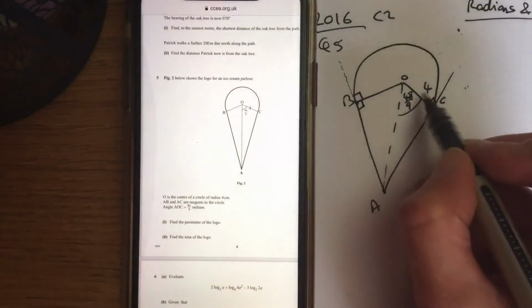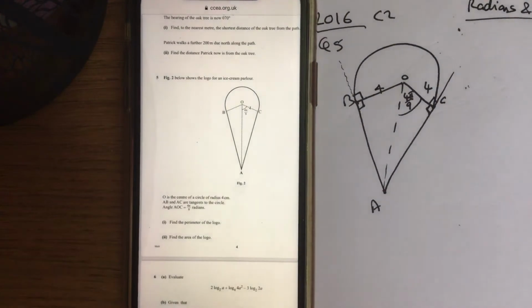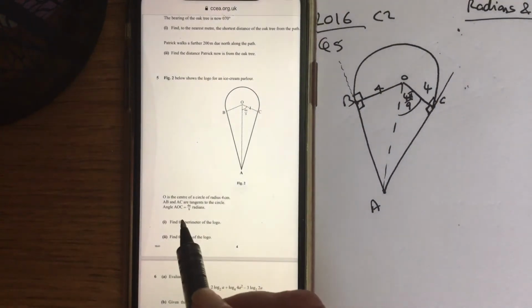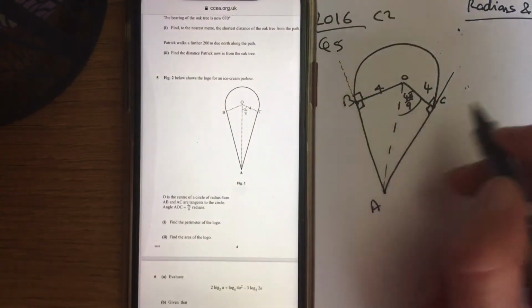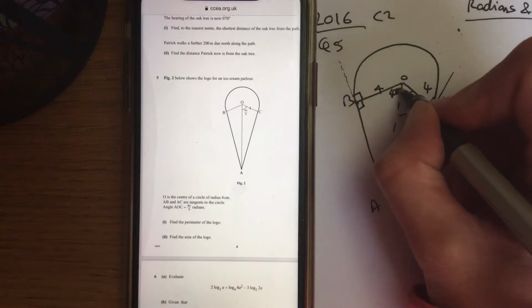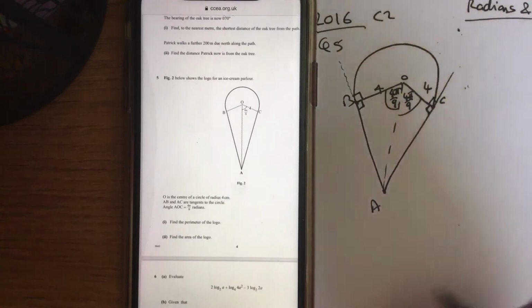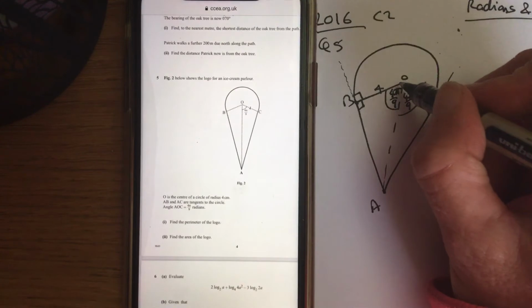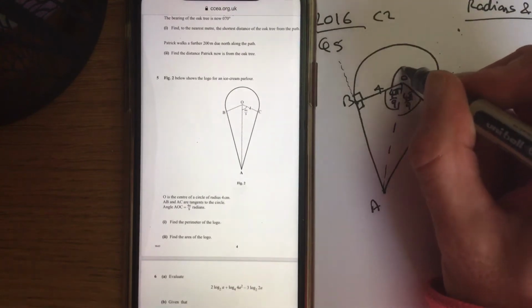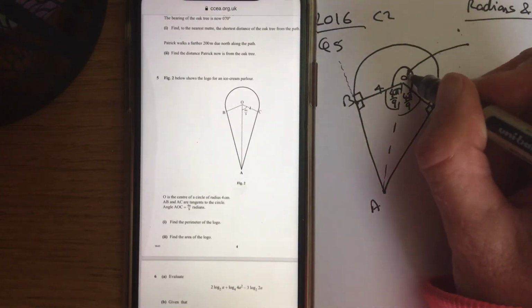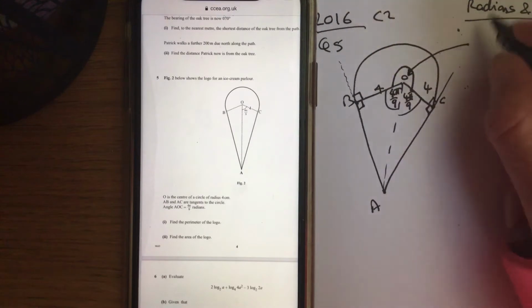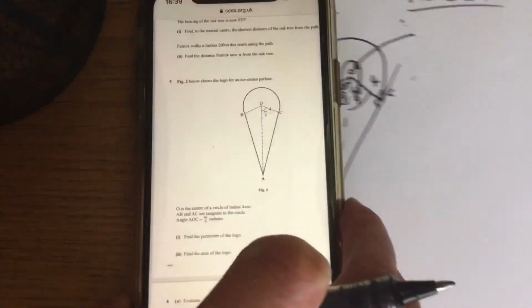The circle's got a radius of 4, so that wee line's 4, and that wee line there is 4. And the angle AOC is 4 pi over 9. So that means this angle here is 4 pi over 9. I can easily work out from there this angle here for the sector, because remember a full revolution is 360, which is 2 pi.